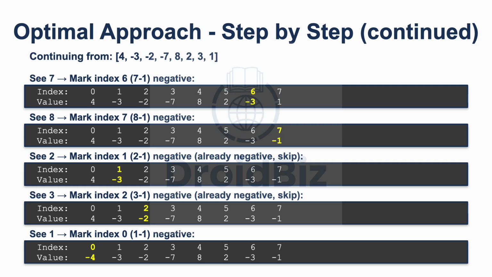This is a duplicate. Number 2 maps to index 1, which is 2 minus 1. But index 1 is already negative, so we skip this step. The array remains unchanged.